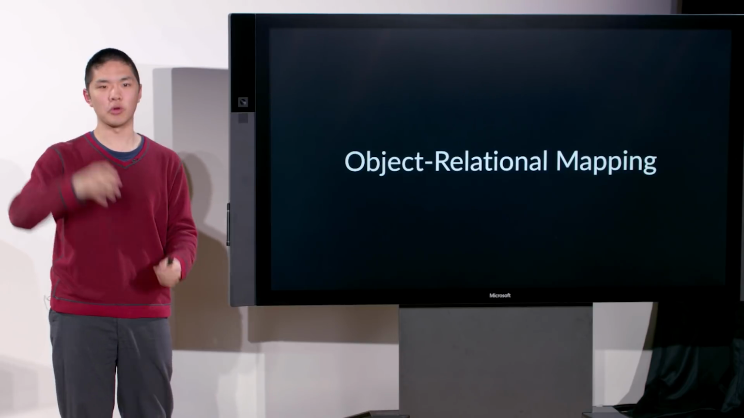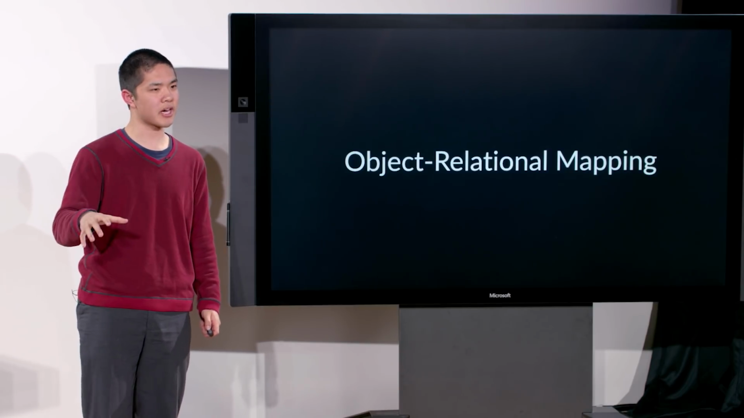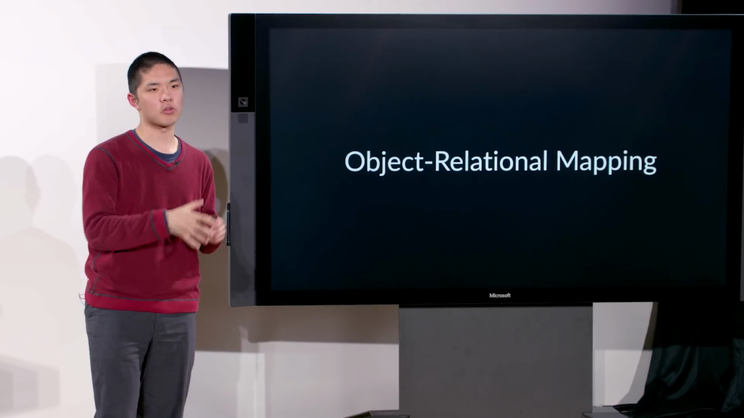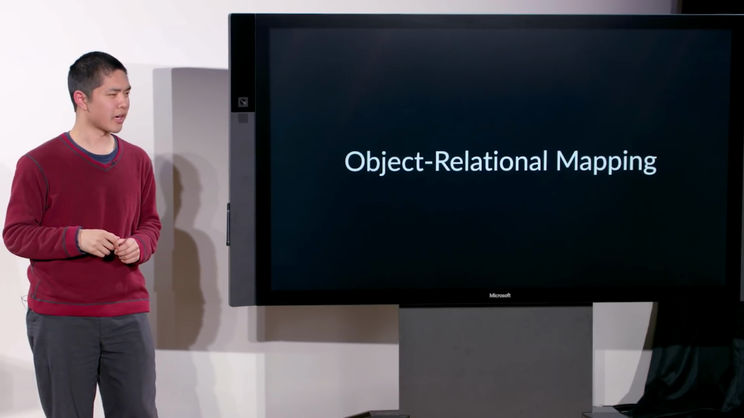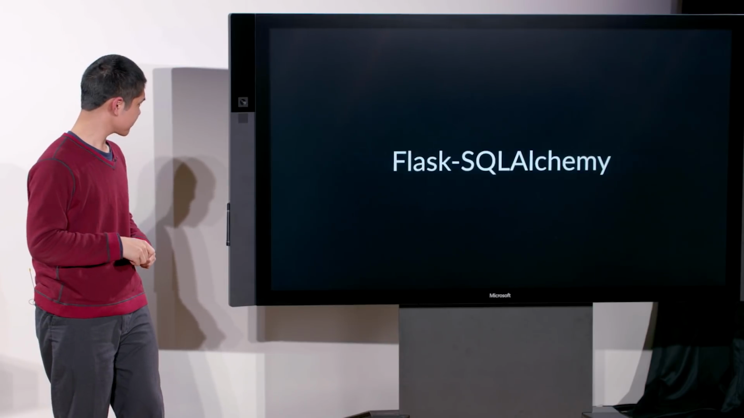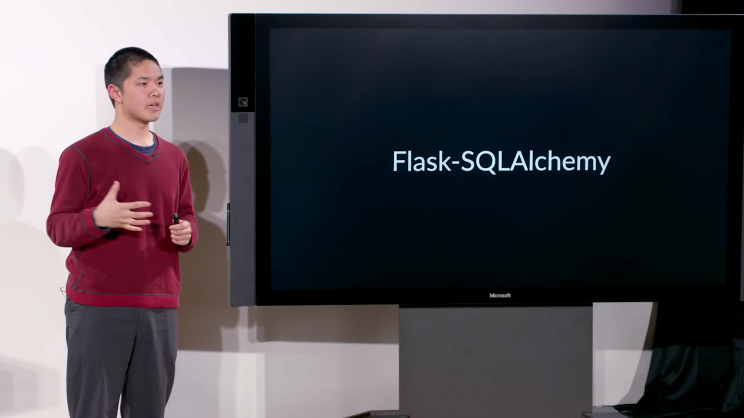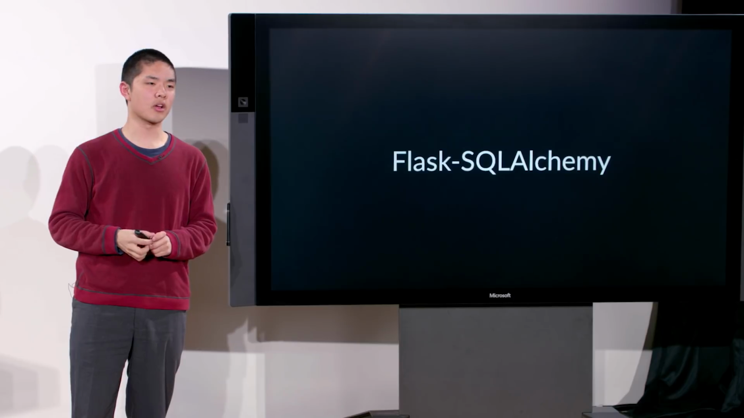And what object-relational mapping is going to allow us to do is tie those two worlds together. It's going to allow us to use Python classes and methods and objects to interact with a SQL database. And so that's ultimately where we're headed and what we're going to take a look at a couple of examples of in just a moment.